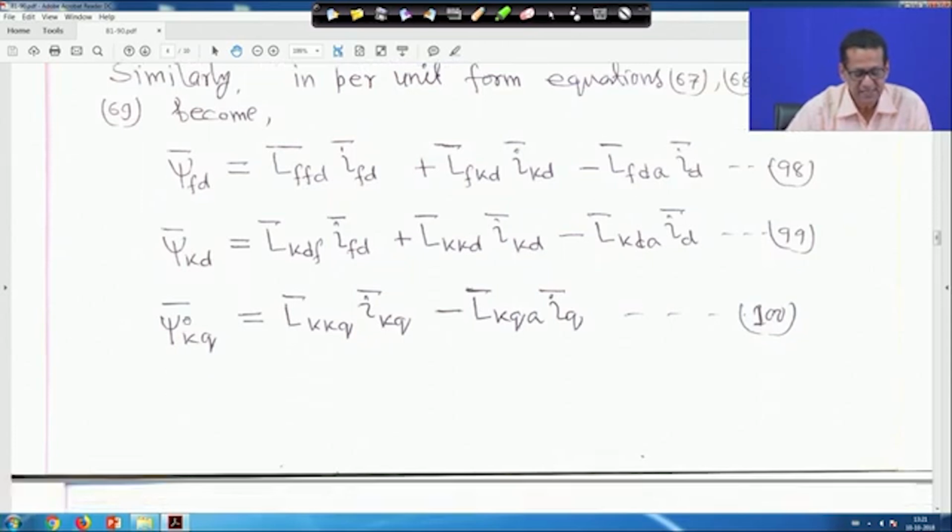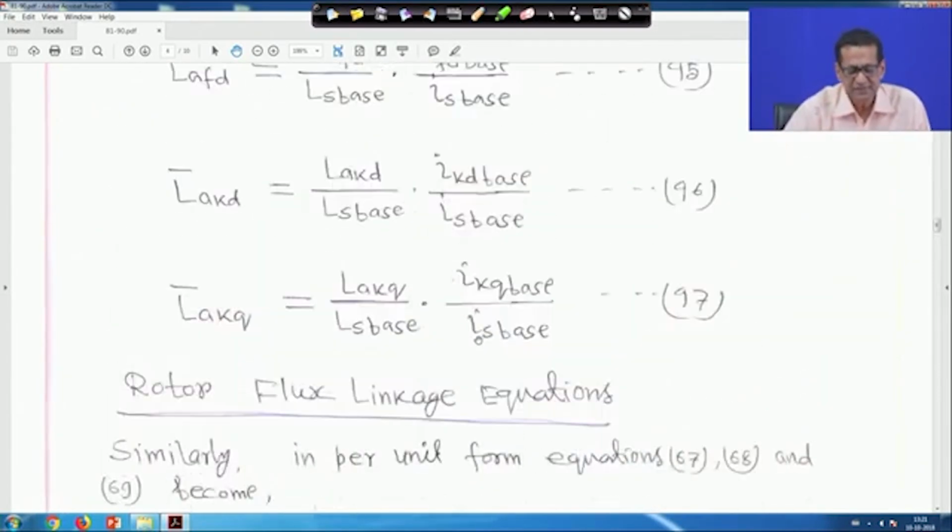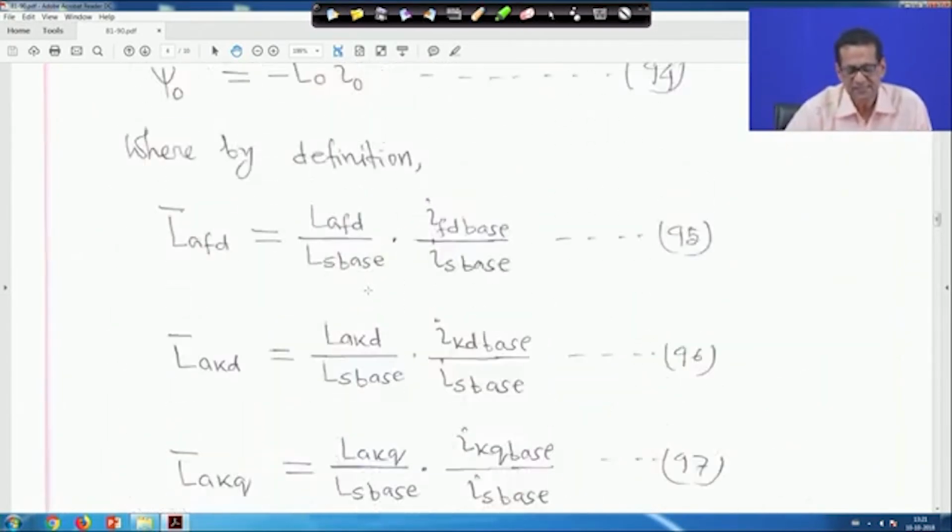And similarly, psi KQ bar will be LKQ bar IKQ bar minus LKQA bar IQ bar. This is equation 100. So, all these things, this per unit system, later I will take your example also on per unit, all calculations will be shown, you will find that things are quite easy, right.